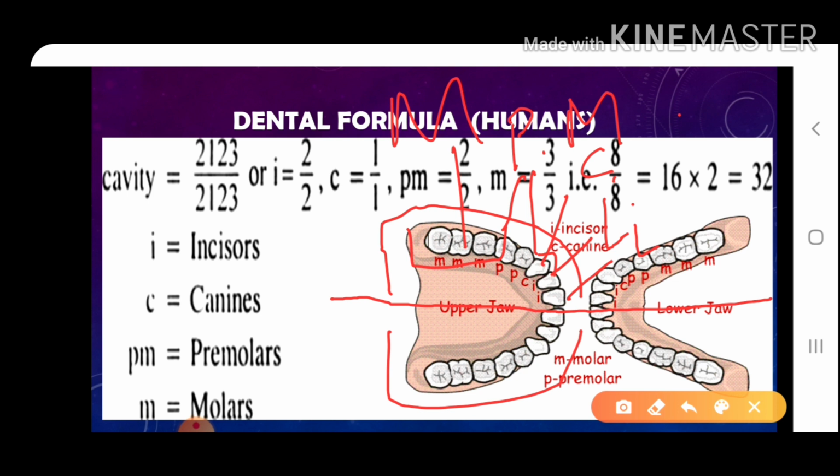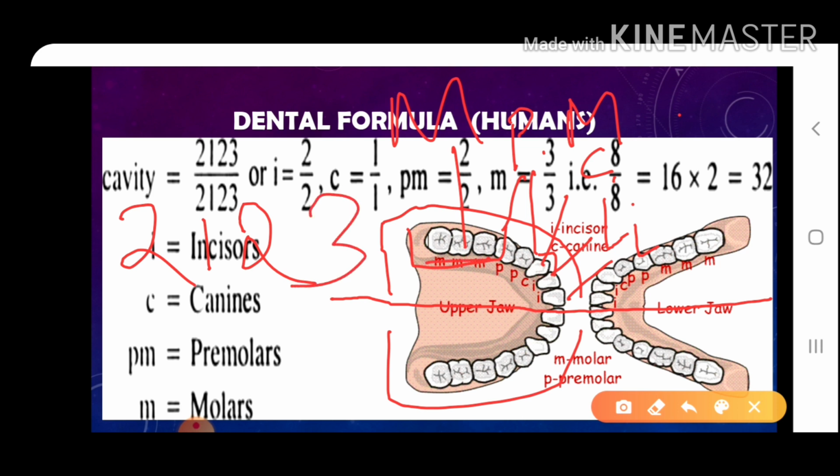So in dental formula, we just represent the type of teeth with the help of numbers and in the same sequence as they are present on our jaw. So the sequence will remain the same and we would just represent the type of teeth that it is. First we have two incisors, so we would write 2. Then we have single canine, so we would write 1. Then we have two premolars, so we would write 2 again. And then finally we have 3 molars, so we would write 3.